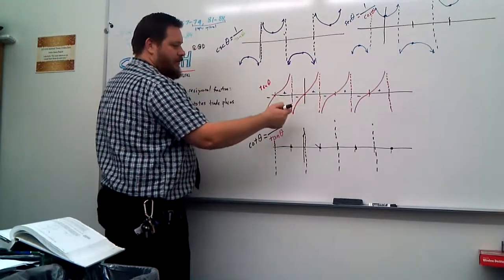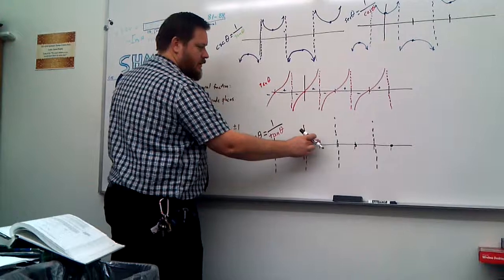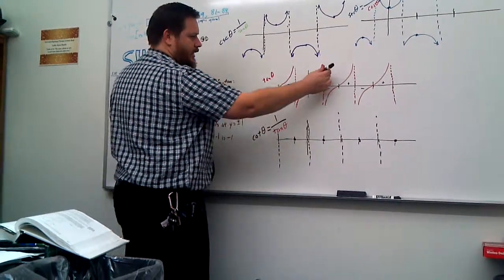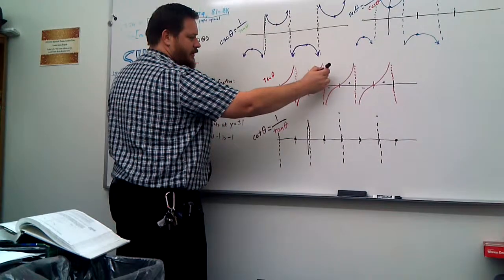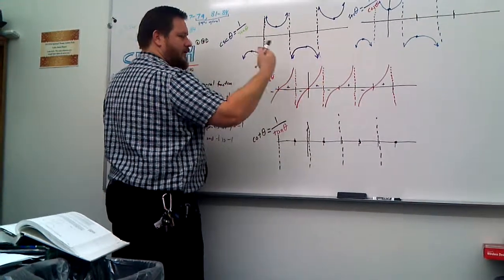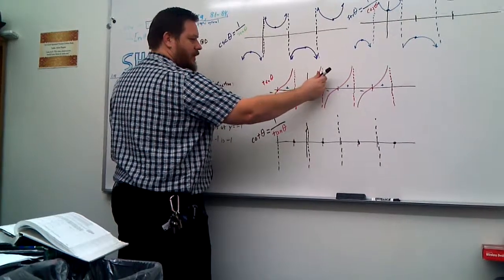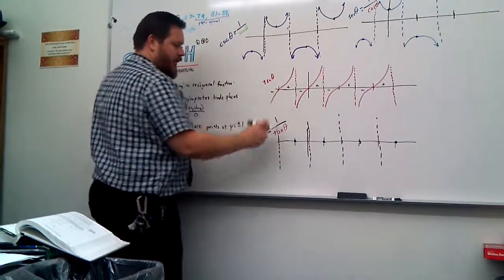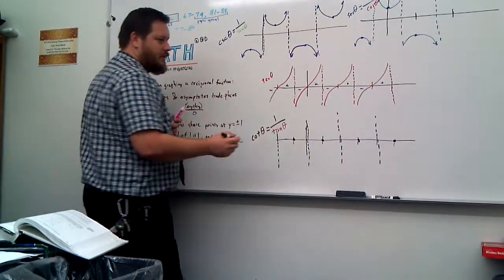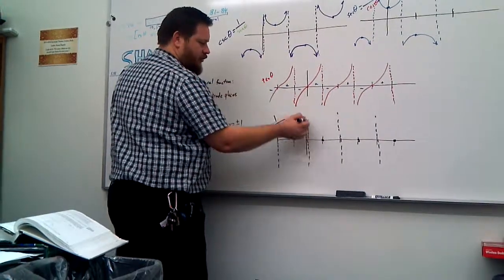What happens over here? The opposite. Let's do it right here. In the same region, approaching an x of 0, tangent is getting smaller and smaller. As tangent gets smaller, what happens to cotangent? It's bigger and bigger toward this asymptote.